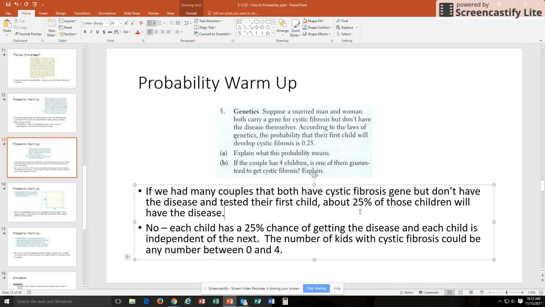If the couple has 4 children, is one of them guaranteed to get cystic fibrosis? No. This goes back to the fact that these are independent events. Each child has a 25% chance. That Punnett square starts over. So each child would have a 25% chance of getting the disease.